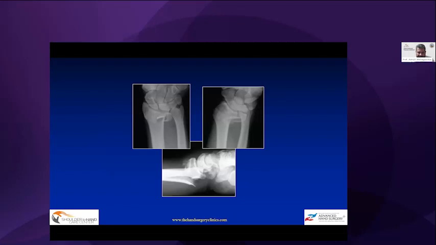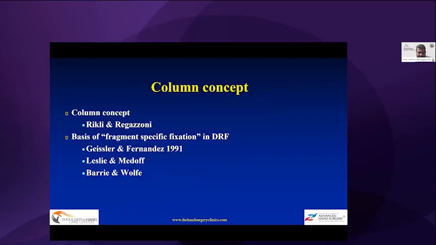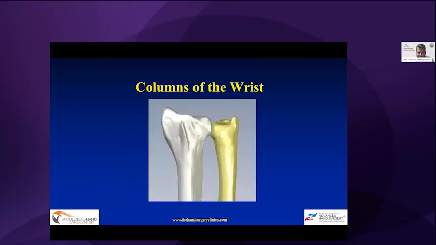So here is a fracture in three different views, and these arrows perhaps will help you correlate the different fragments quite consistently in the different views. So the column concept was described and propagated by Rikli and Regazzoni, and it forms the basis of what is called fragment-specific fixation in distal radius fractures, and has been expounded by different authors.